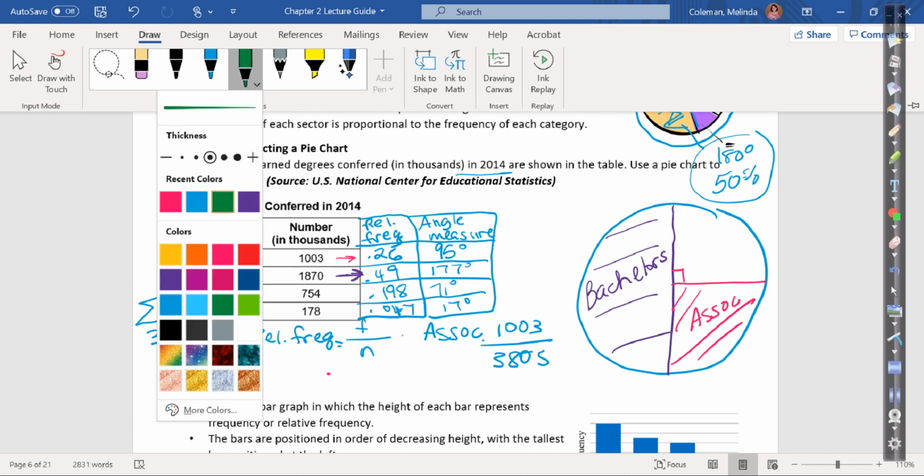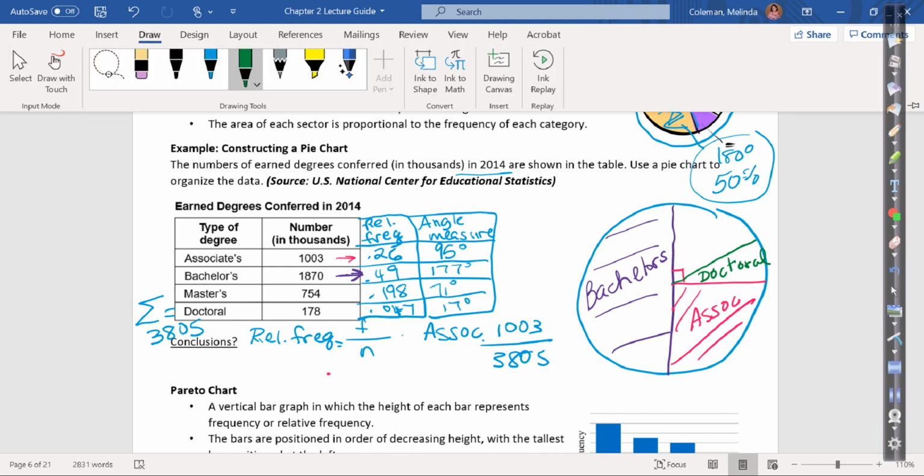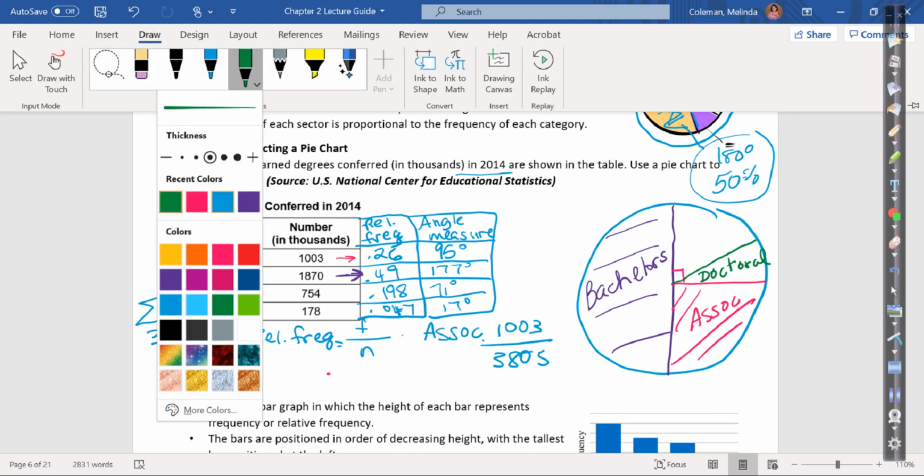So now we'll have, and again, you can just estimate it. That actually might even be a little bit pink. But that's why you're going to label it. So this one is the doctoral. And then the last one would be the masters.